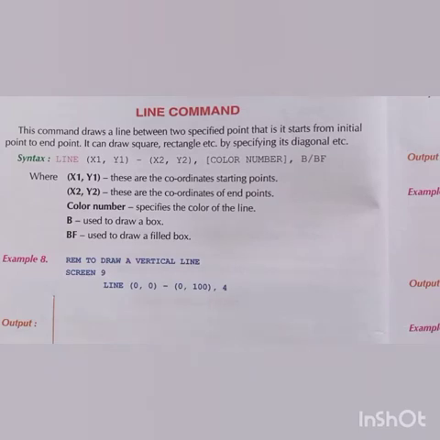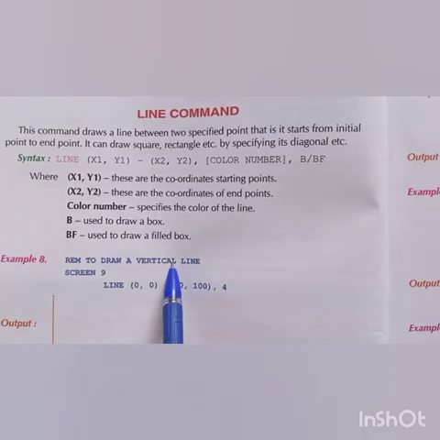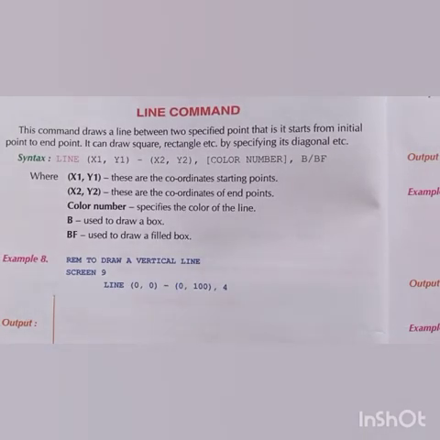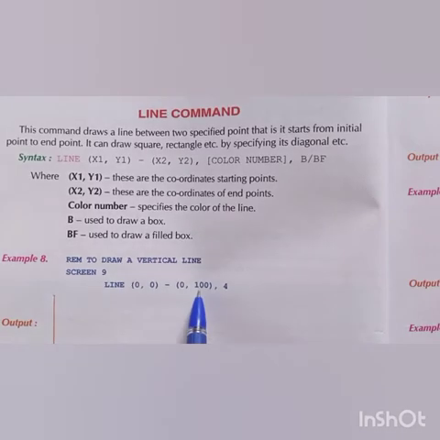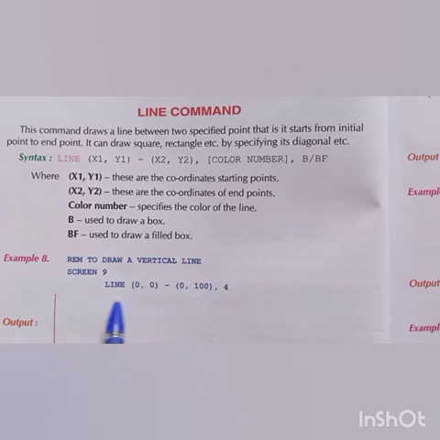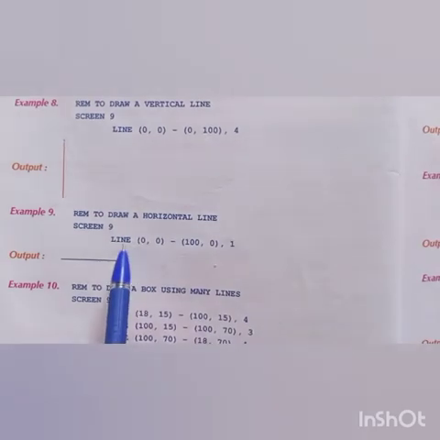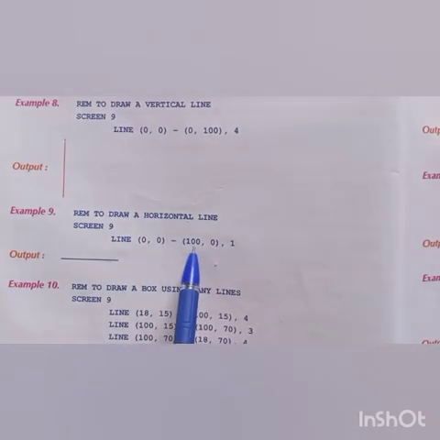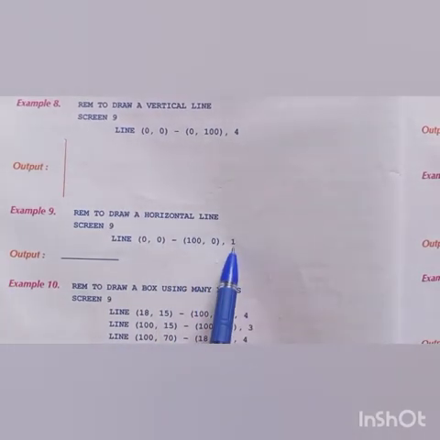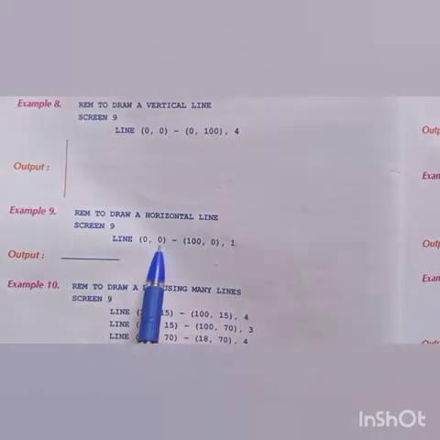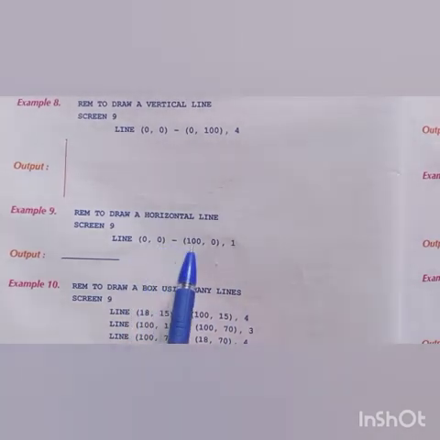Similarly, it can be done for the horizontal line also. While drawing a vertical line, we were changing the row. But while we will be drawing a horizontal line, we will be changing the column. So when we change the column, it will look something like this. LINE 0, 0 to 100, 0, 1. This is the color. Line 0, 0, column and row, column and row.